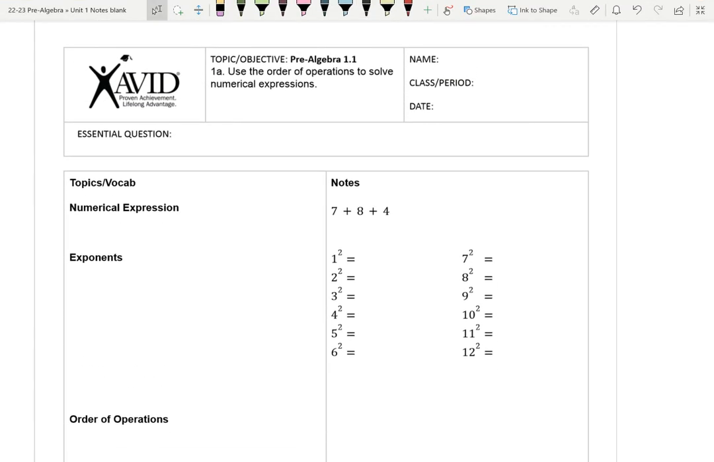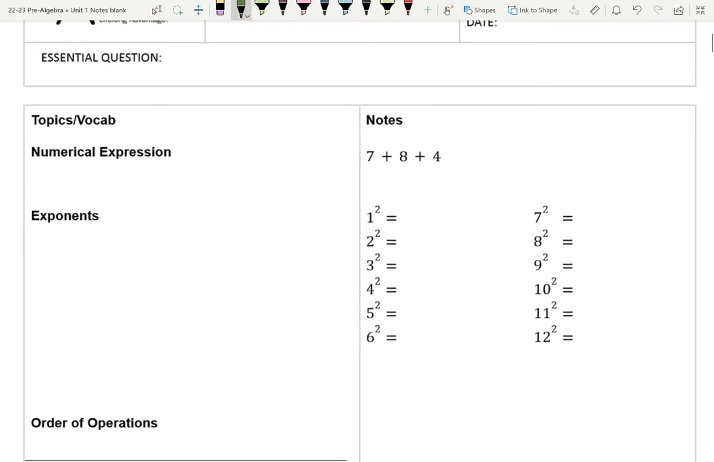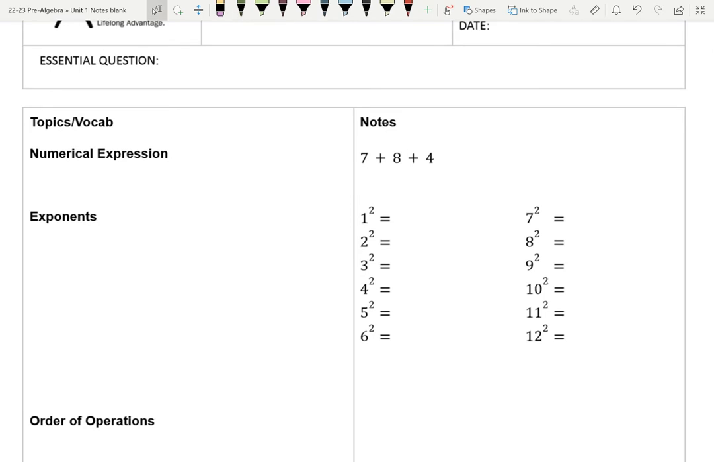Okay, so for our first section here, 1A, we're going to use the order of operations. So the first thing we're going to go over is a numerical expression. So a numerical expression, first we can define numerical. That just basically means that there's numbers. And then an expression just means that there's no equal sign.